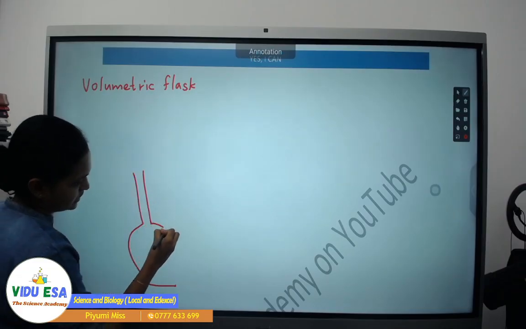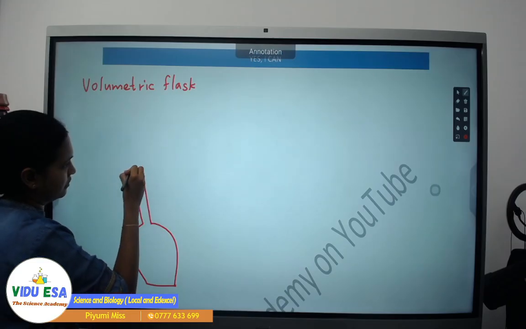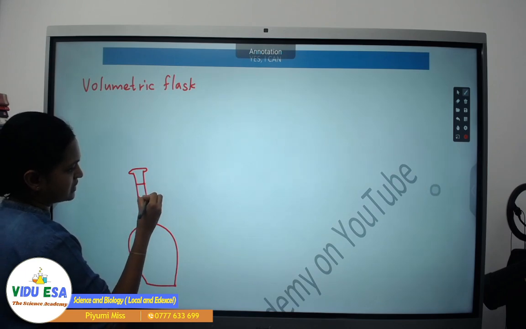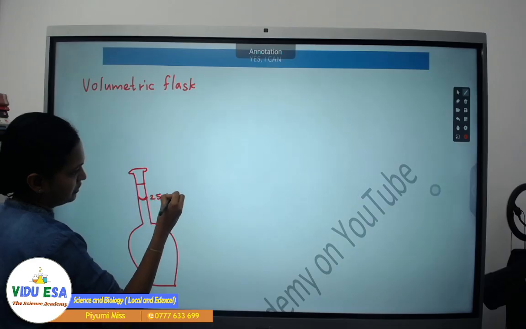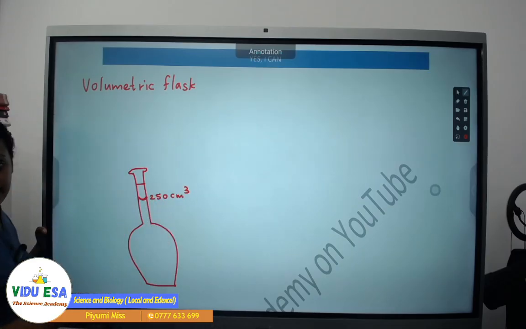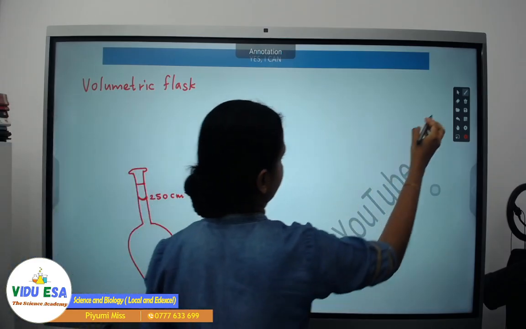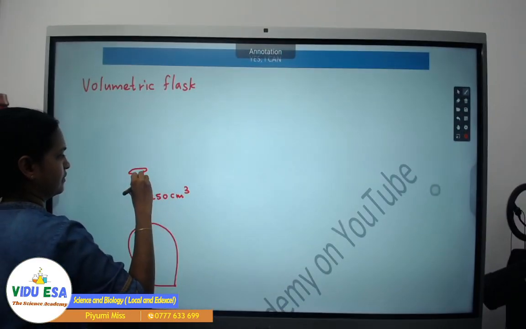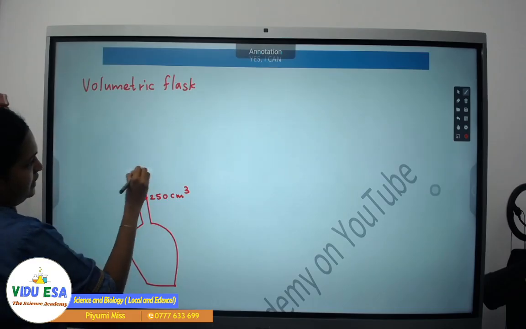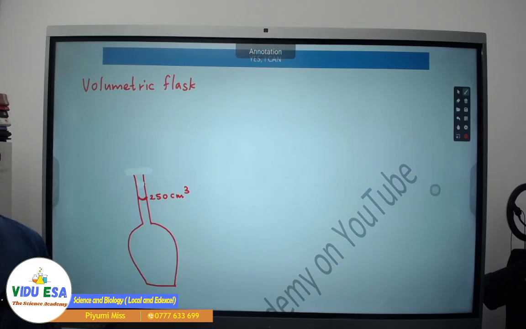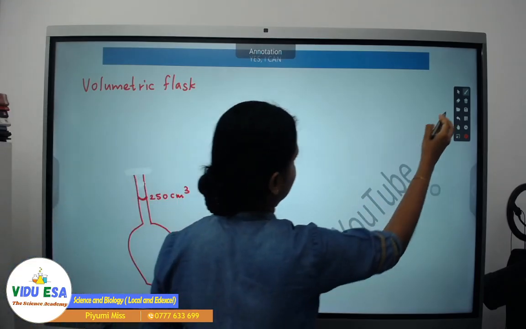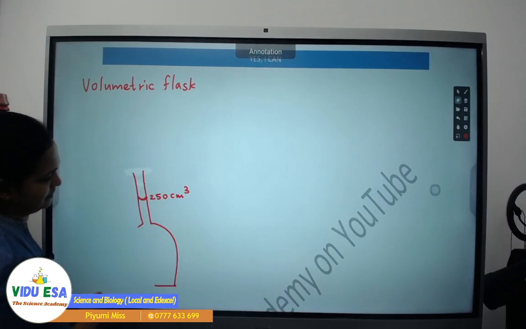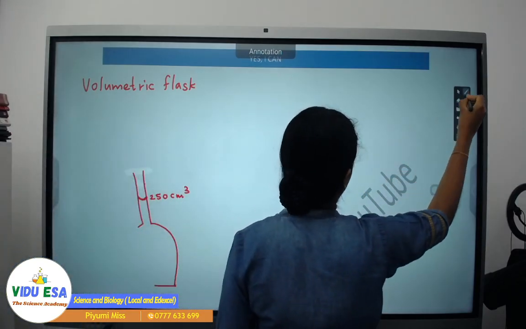It has a stopper as well. They have mentioned that this is 250 cubic centimeters. Right? Now we remove the stopper. Right? We remove the stopper. Then you take the volumetric flask. Then you have to take a glass funnel.